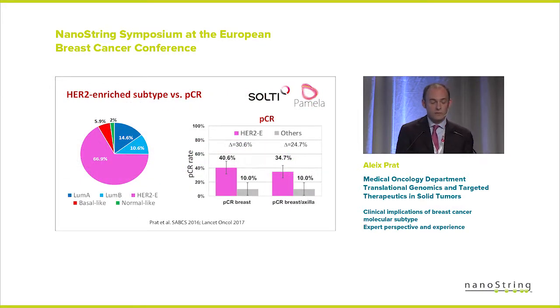On the left, we show the distribution of the intrinsic subtypes as expected as before. And here we'd like to point out that HER2 was done in a central lab under the highest accreditation you can get for HER2, so the ISO 15189. So these were HER2 positive for sure, and you get this distribution. And regarding PCR, we met the primary endpoint: the HER2-enriched without chemo, just dual blockade, achieved almost a 41% PCR rate versus 10% in the non-HER2-enriched, with a delta of 30%, so above 27%.